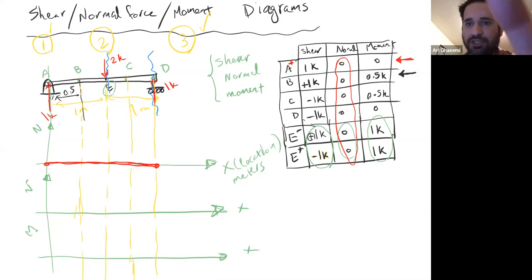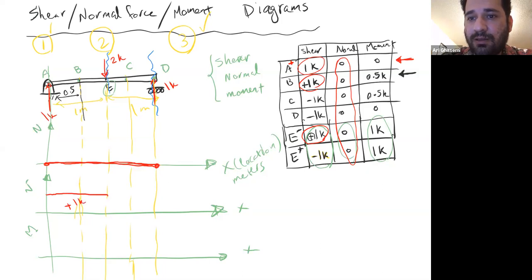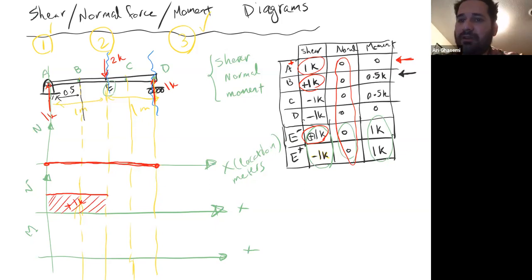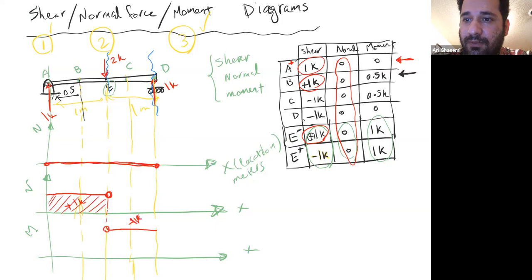What about shear? If you are before point E, if you are at A or B or E minus, in all cases your shear is positive 1K. And this point is a singularity, so it doesn't exist. You have an empty circle here, and just after this point, you get negative 1K.